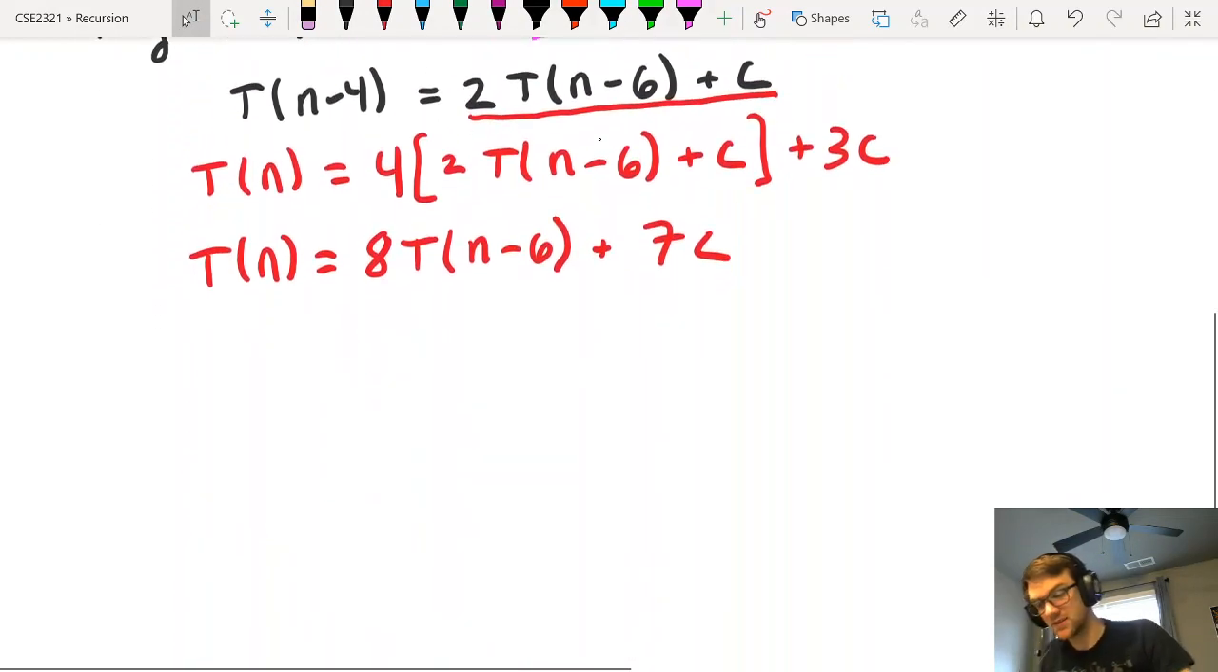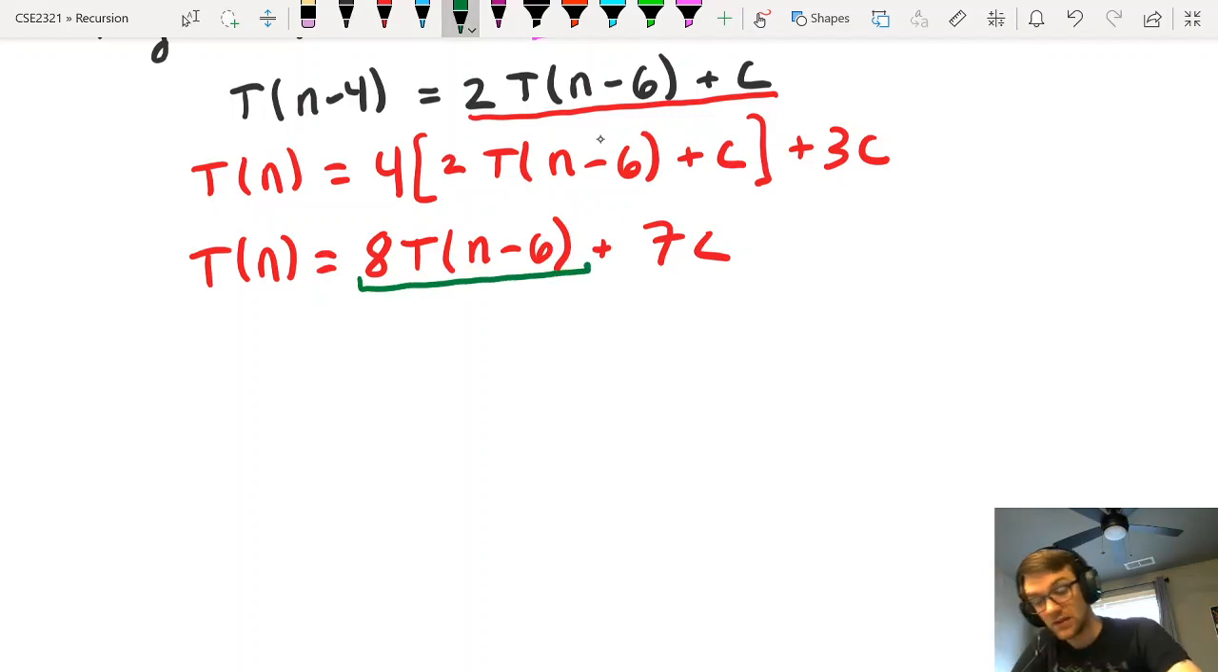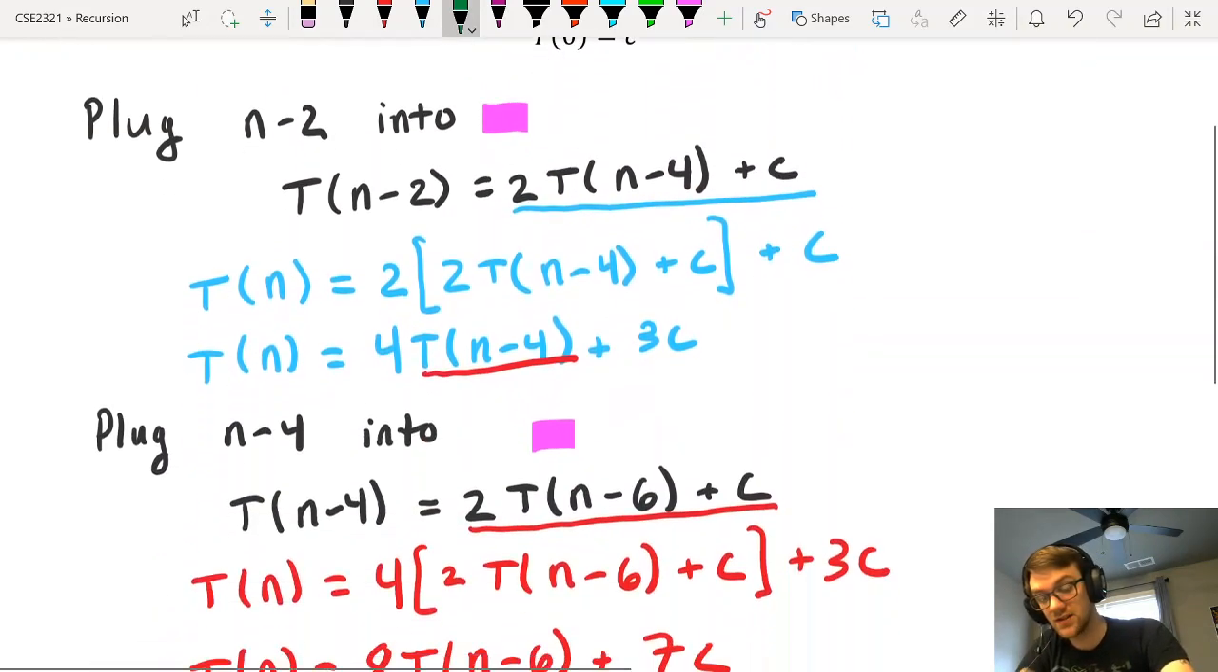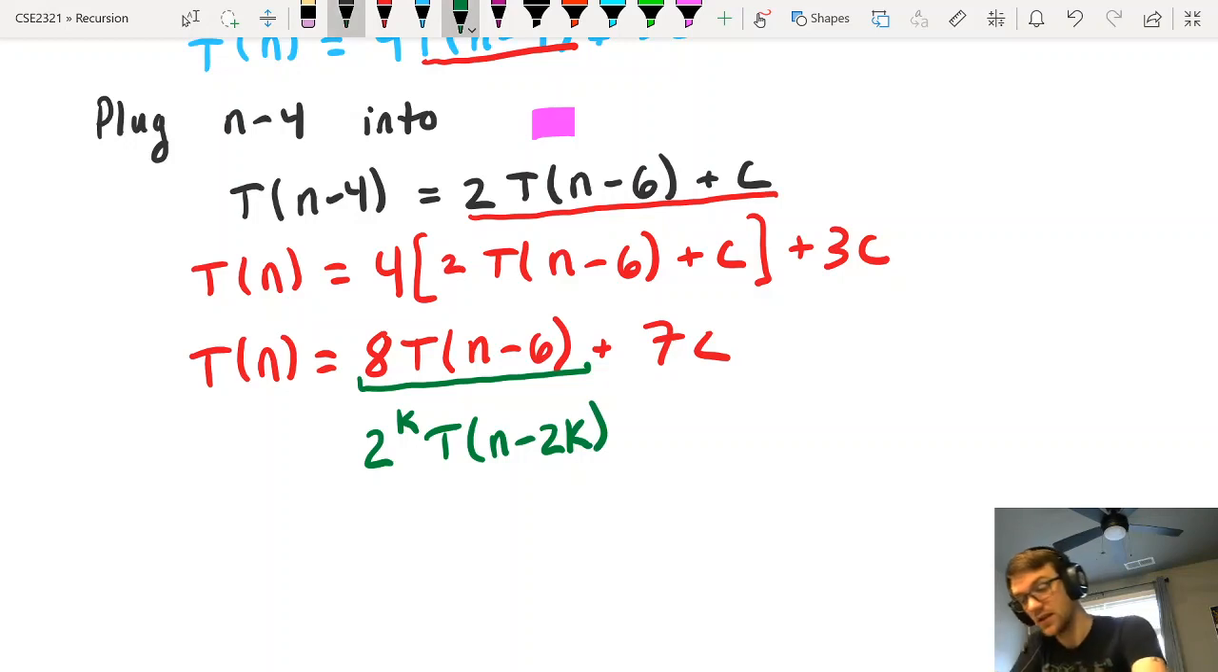The pattern here might not be so obvious, but let's try. So first, let's do this with green. If we look, the things out front, 8, 4, 2, those look like powers of 2. So maybe we notice it's like 2 to the k. And then t of n minus 6, n minus 4, n minus 2. The thing inside of t is updated by subtracting 2's. So maybe we say, that's probably going to look like n minus 2 times k, not to the k.